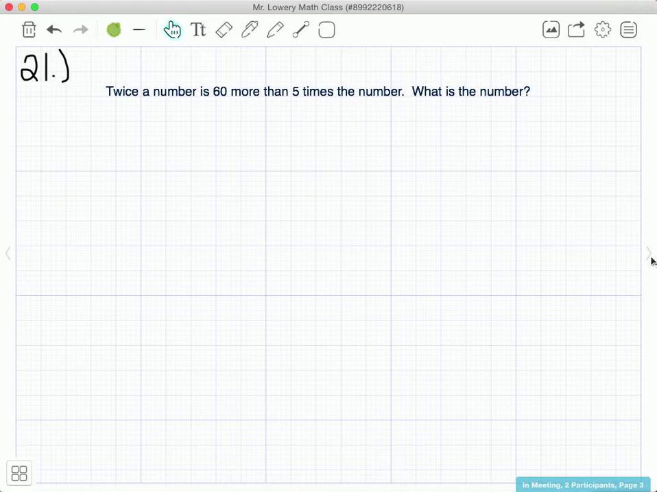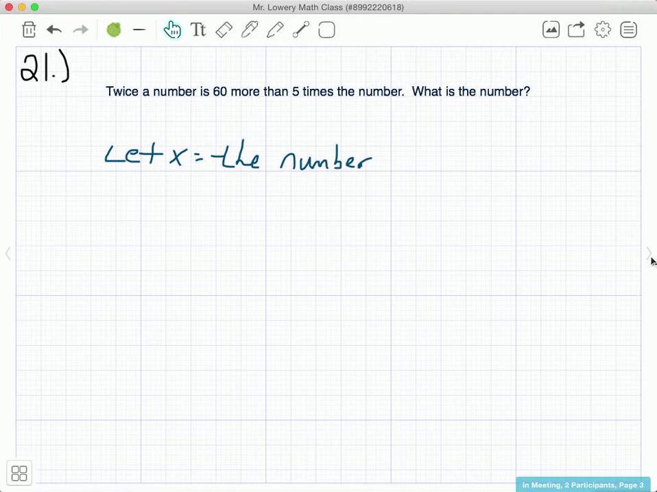All right, so the first thing we need to do is define a variable. We're going to do that by writing a let statement. We're going to say let x equal the number. So now we've defined the variable. We're going to use x as our variable.